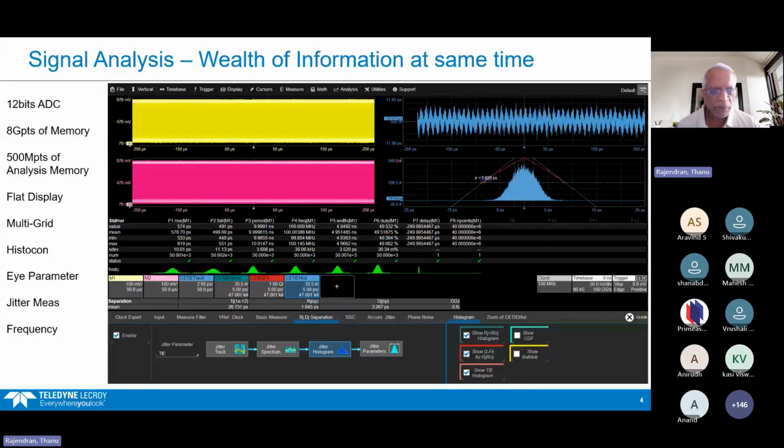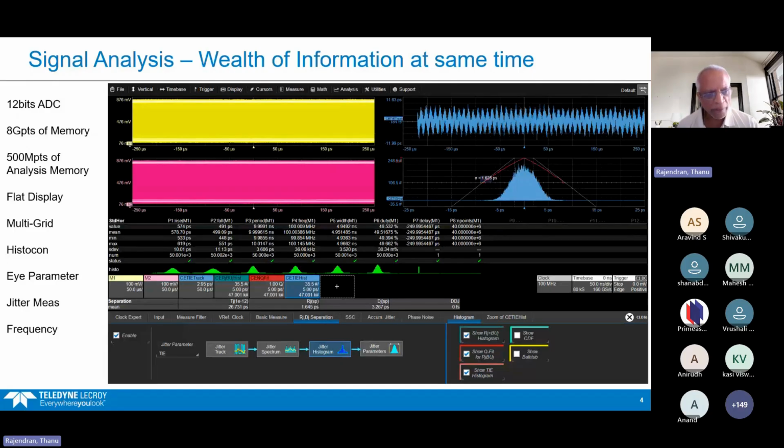And in terms of the record length, we can capture a very large capture time, which is about 8 gigapoints of data, which means if you want to look at a low frequency jitter, you need to have a capture time of at least one period. So then you can see a low jitter value as well as a high jitter measurement in the same acquired waveform. In general, though we have 8 gigapoints of data, the analysis memory, which is part of the analysis of your waveform, is only 500 megapoints.